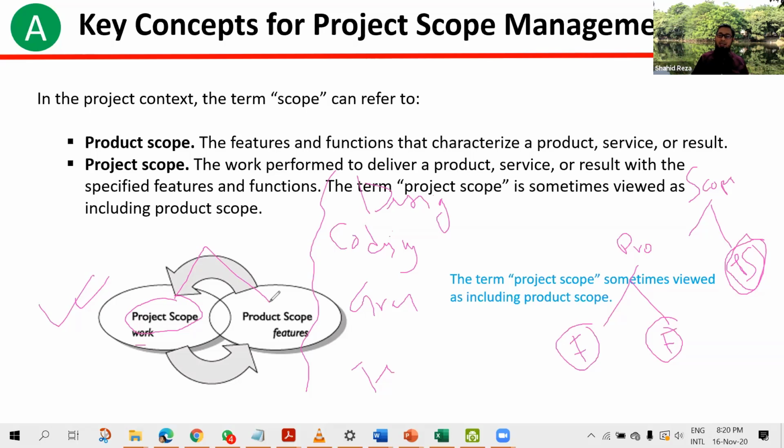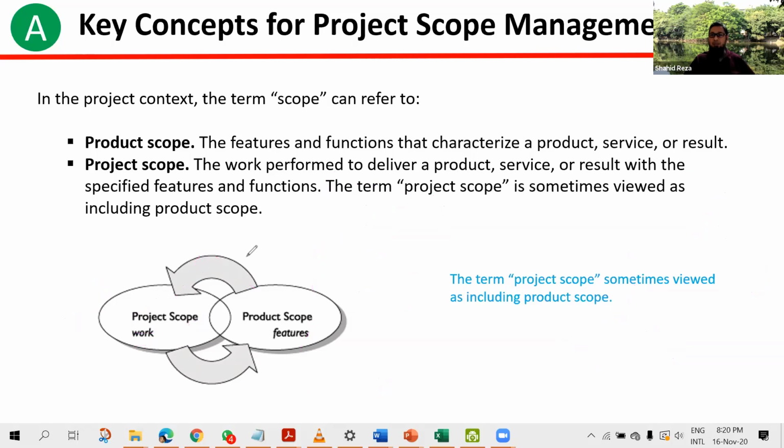So in Timebox, product scope and project scope are distinguished. But in practical life, in our profession, we generally don't divide these two. That is mentioned here: the term project scope is sometimes viewed as including product scope. So when we talk about project scope, it consists of both. But as per the definition of Timebox, there is a subtle difference between these two. Any question on this slide? Have you understood what is product scope and what is project scope?